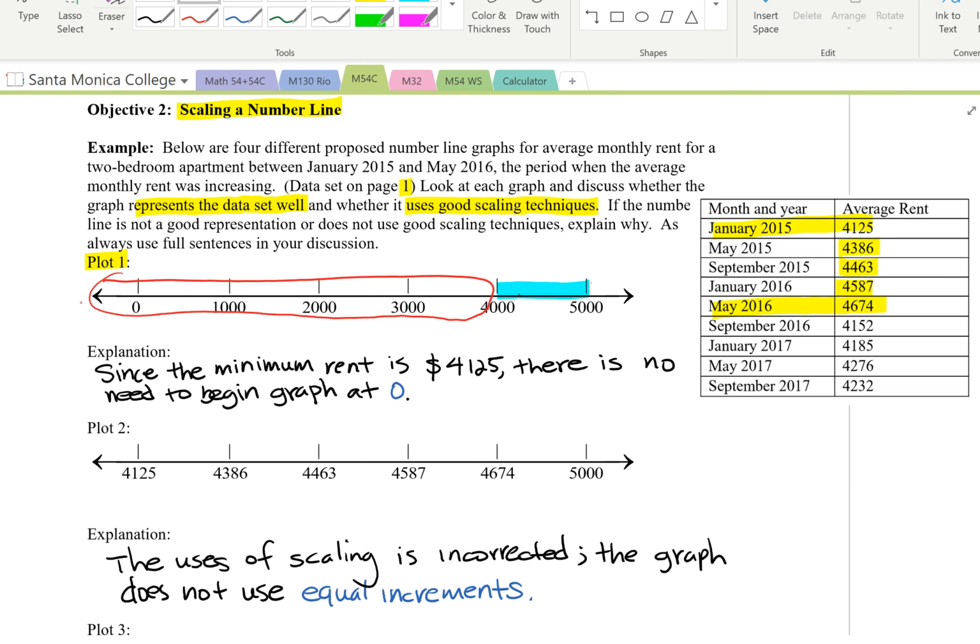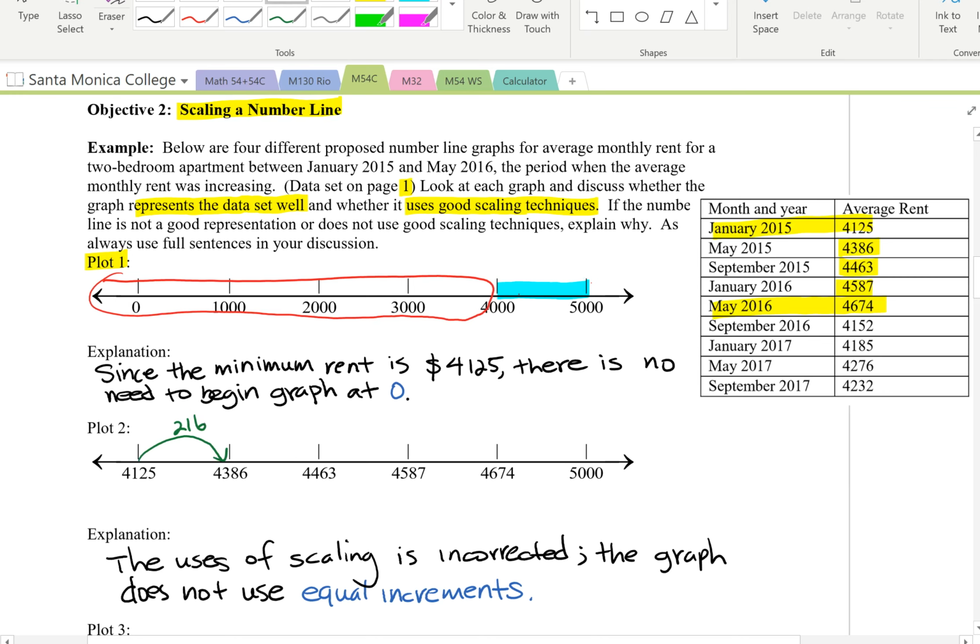So the graph here does not use good scaling and doesn't represent the data well. Okay, let's look at plot 2. In plot 2 here, I noticed that the numbers are from 4,125 to 5,000. The numbers look about right, but let's check the increment. To get from the first number to the next number, I need to add $216.